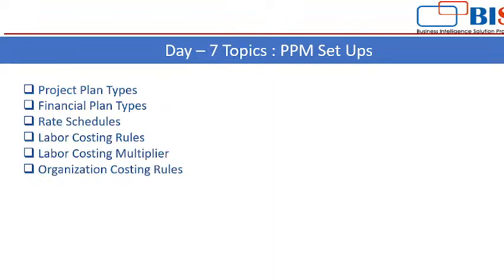Then in our yesterday's session we have discussed what is the project plan type and what is the financial plan type. So project plan type basically works for planning purposes, and with the financial plan type we create the budgets in the projects. Then we have seen rate schedules. So whenever we are assigning any resource to our project, how to calculate the rate for that resource, the system will pick the rates from the rate schedules.